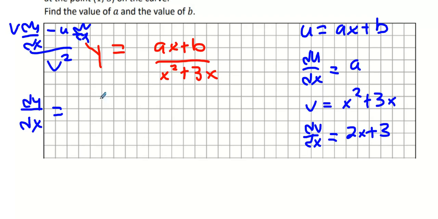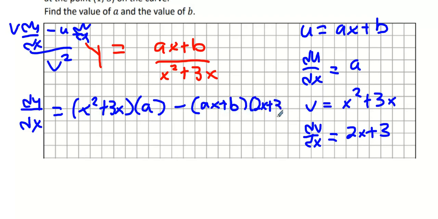So what's v again? Yeah. What's the next part? a. Next part after that? What's it? ax plus b, into 2x plus 3. That's complicated, isn't it? All over.